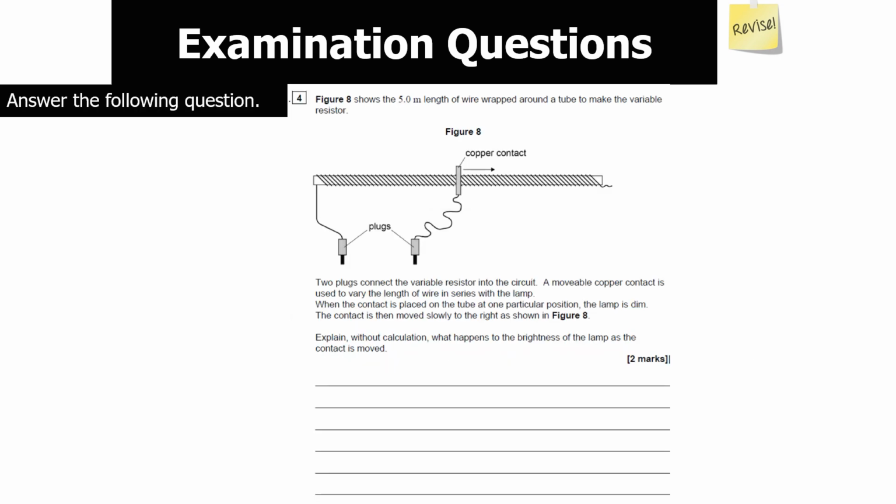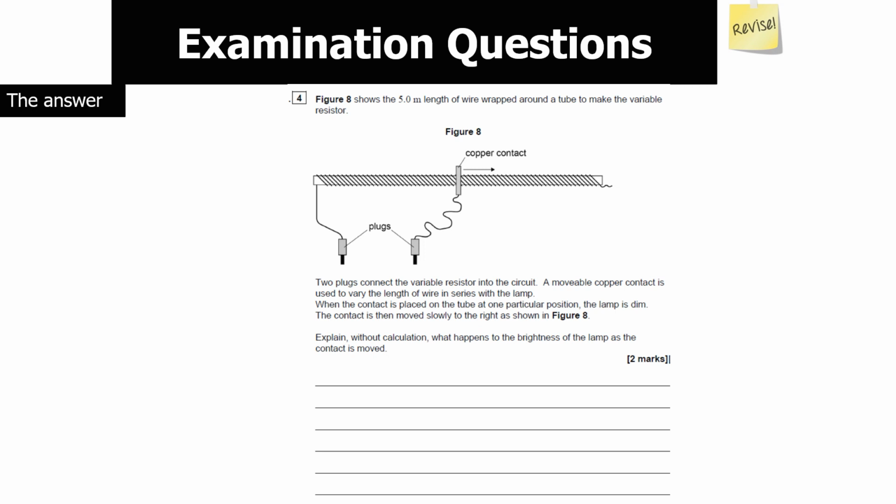The next question says, figure 8 shows a 5 meter length of wire wrapped around a tube to make a variable resistor. Two plugs connect the variable resistor into the circuit. A movable copper contact is used to vary the length of wire in series with the lamp. When the contact is placed on the tube in one particular position, the lamp is dim. The contact is then moved slowly, as shown in figure 8, to the right. Explain without calculation what happens to the brightness of the lamp as the contact is moved. So pause the video now, then unpause the video when you want to go through your answer.